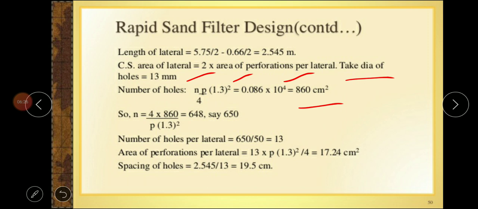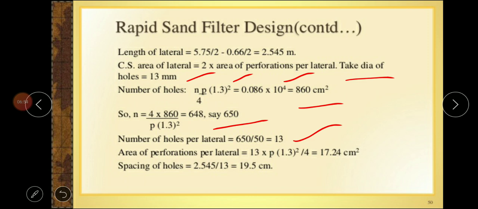Therefore n is equal to, by rearranging the equation of πd² by 4, 4 into 860 is the area divided by π into 1.3 square. Therefore the number of holes is 650. We have to calculate the number of holes per lateral: 650 divided by 50, that is 13.